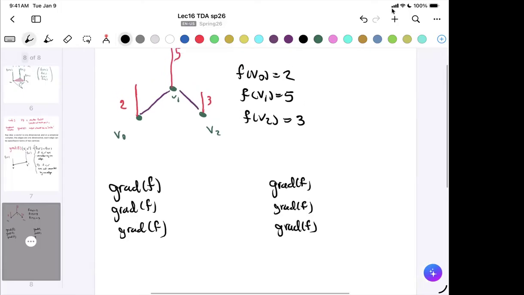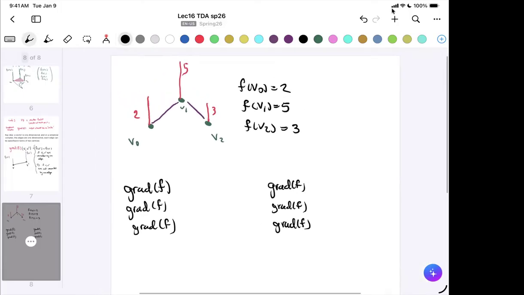Because again, in Calc 3, the gradient is a vector field, so there is a vector at each point. Here, the gradient, if you want it to be a vector of sorts, would be in terms of the edges, and the edges are in terms of the vertices. So you evaluate the gradient at pairs of vertices.